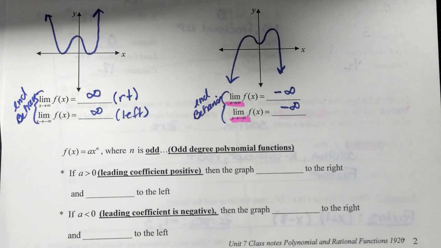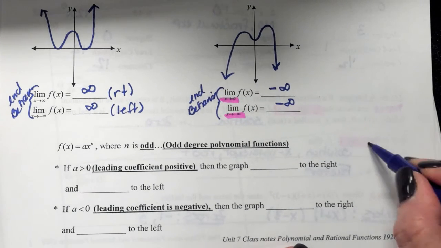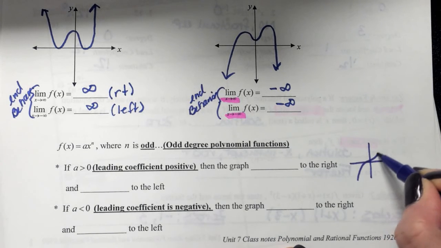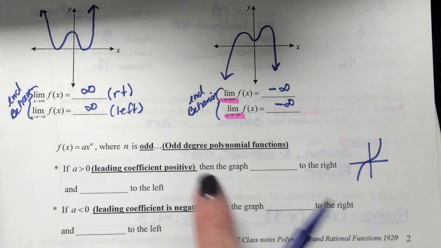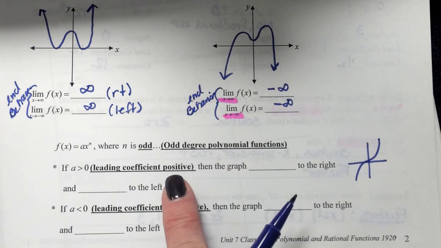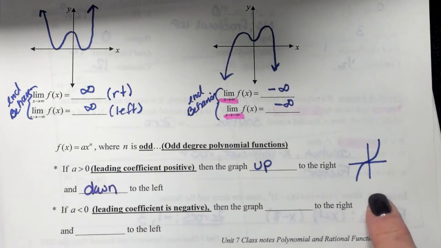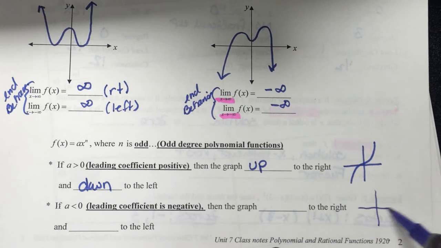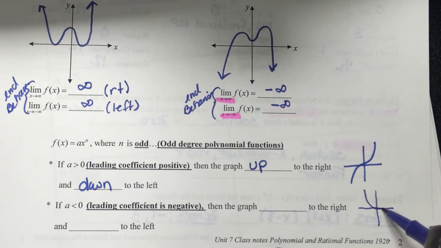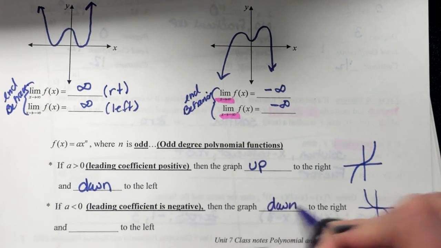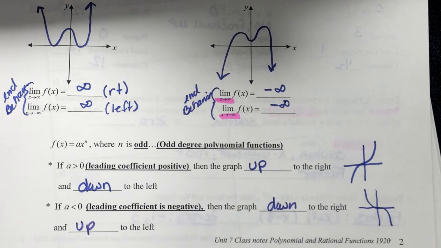Odd degree. If the leading coefficient is positive, remember the end behaviors are different. If it's an odd degree polynomial function with a positive leading coefficient, the graph is going to go up to the right and down to the left, like I sketched right here. If you have a negative leading coefficient, it's going to flip the end behavior. So it's now going to go down to the right and up to the left. Again, you may have bumps and turns in the middle, but the end behavior will be the same.